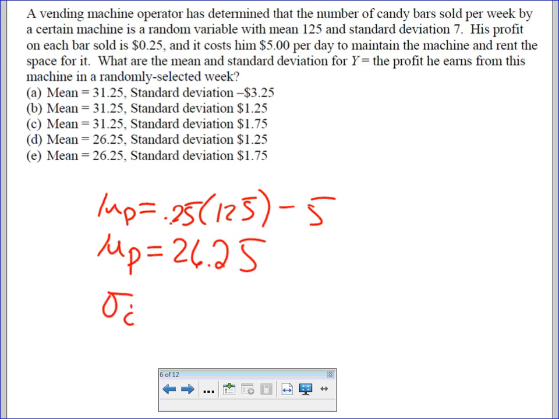Now sigma D is going to be 0.25 times 7. But in a linear transformation, we do not subtract. We don't do addition or subtraction in a linear transformation of the standard deviation. And so it's just 0.25 times 7. And so I should get a standard deviation of 1.75. So the answer to that one is E.